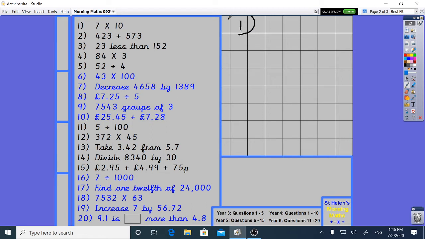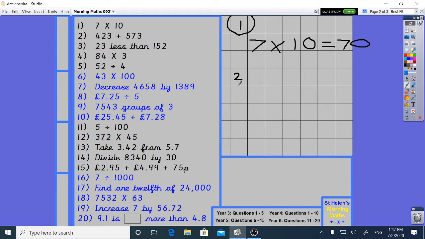Question 1. 7 times 10. We can just use our 10 times table for this, can't we? Sing your 10 7 times. I'm sure you know what you get. It's 70, isn't it? But when you times 7 times 10, it's a bit like 7 times 1, which is 1, and place a 0 on the end. So it's 70. 7 times 10, 7 times 1 with a 0 on the end.